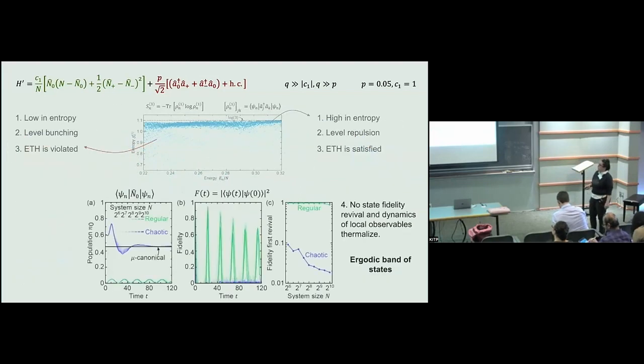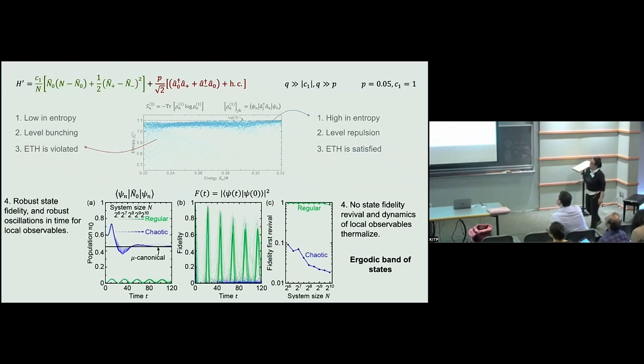On top of this, we can look at the dynamics, and if we initiate the dynamics such that the eigenstate occupation numbers are on this high entropy band, then we see the local observables thermalize to the microcanonical ensemble prediction, as expected by ETH. And if you look at the fidelity of the time evolved state with respect to the initial state, we don't see any revivals, as expected. So we sometimes call these the ergodic or chaotic band of states, okay?